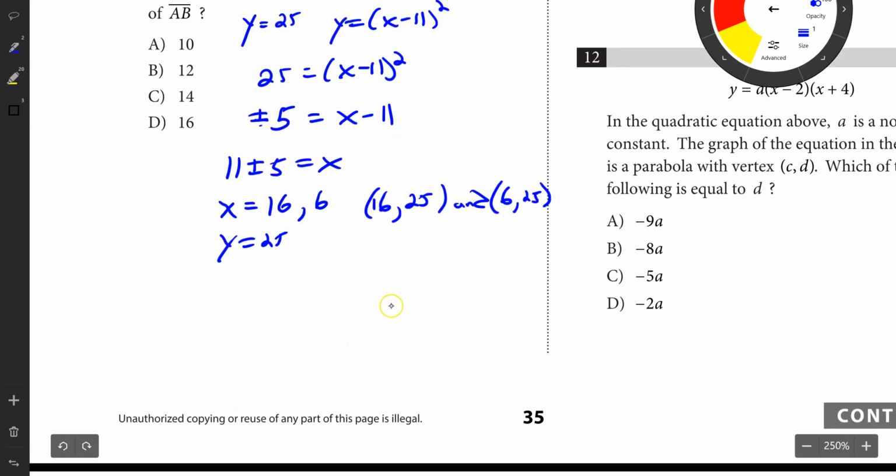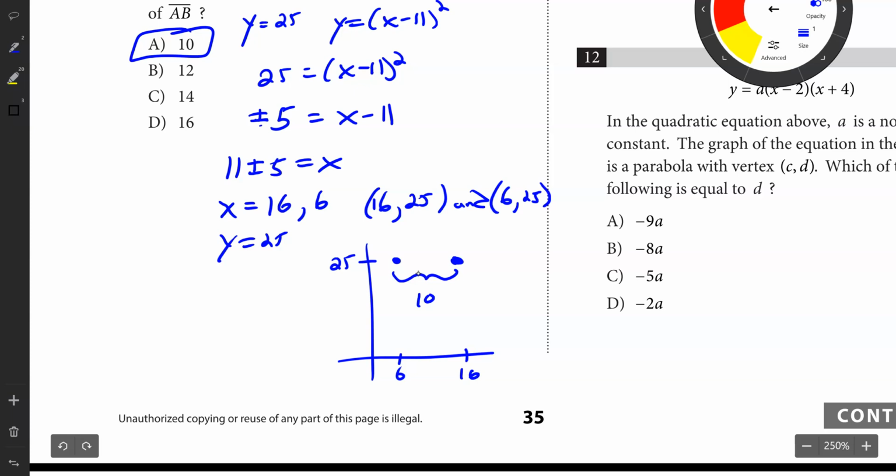If you think about it, those two points have the same y value. So if I draw this axis, here's 25, here's 6, and let's say here's 16. What's the distance between them? The distance is going to be 10. So my answer is 10. You could use the distance formula if you want to, but it's not really necessary because these have the same y value. It'd be the same if they had the same x value. I could draw a quick sketch and find the distance between them, whether it's a horizontal line or a vertical line. In this case, it's a horizontal line.